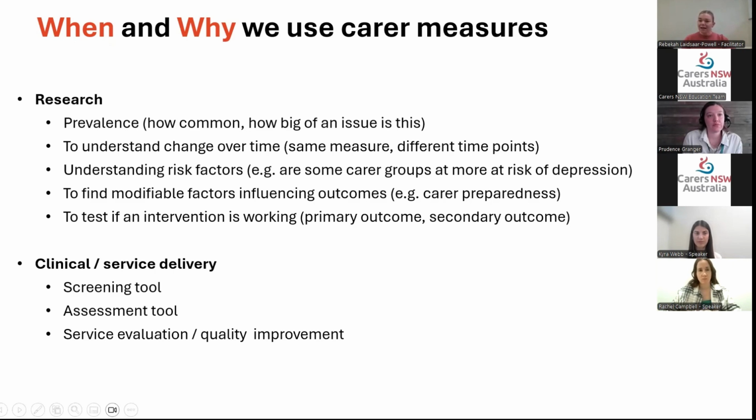One of the things I wanted people to put in the chat, if you don't mind, is to give us a sense of how much you know or how much you use measures. Is this your first foray into carer outcome measures? Are you moderately across them, or are you already an expert? I'll keep presenting, but I'll have a look at this as we go so that we can get a sense of how much people know about carer measures.